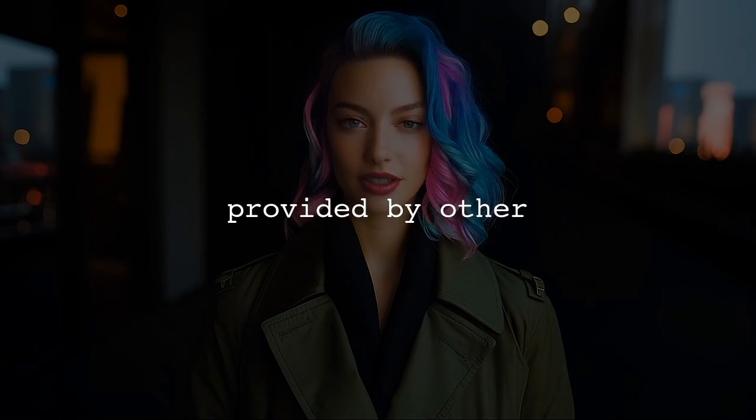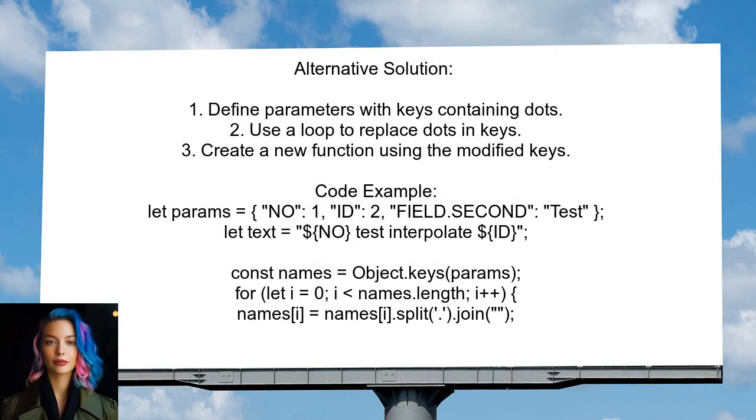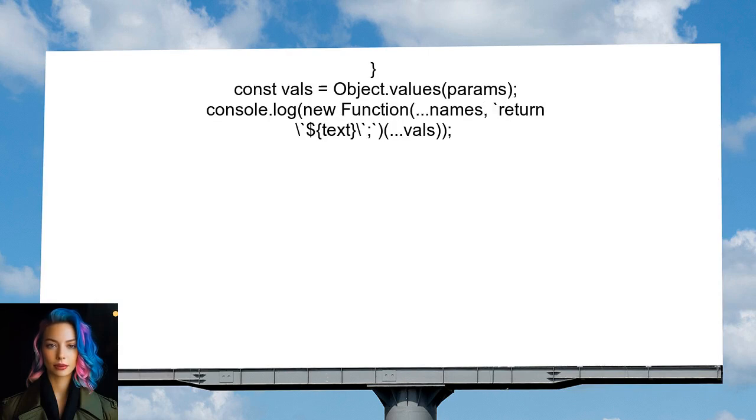Now let's look at the answers provided by other users. An alternative approach shared by another user addresses the error encountered. They suggest using a loop to process parameter names by removing any dots. This prevents the error related to string interpolation in the function.